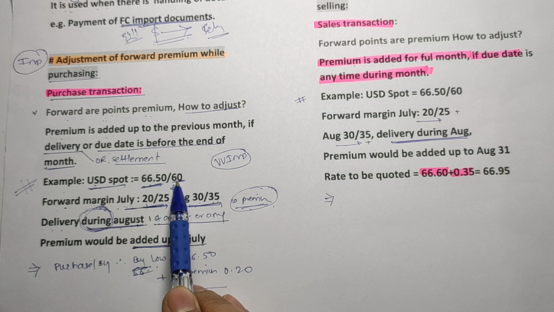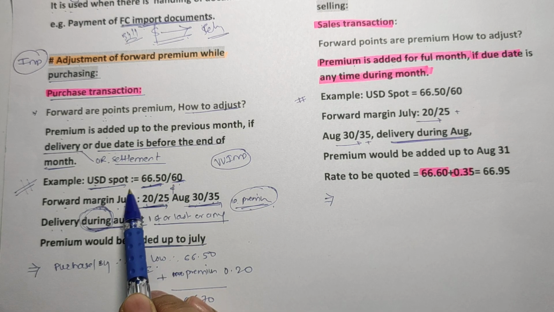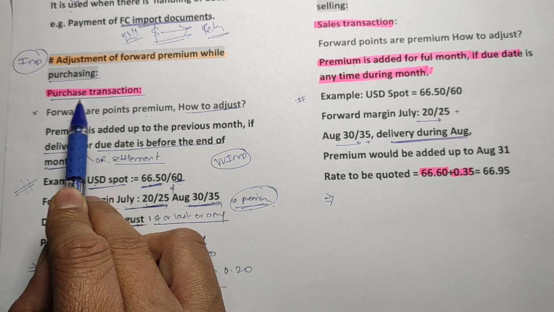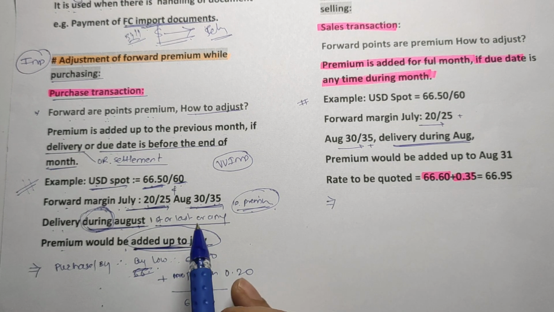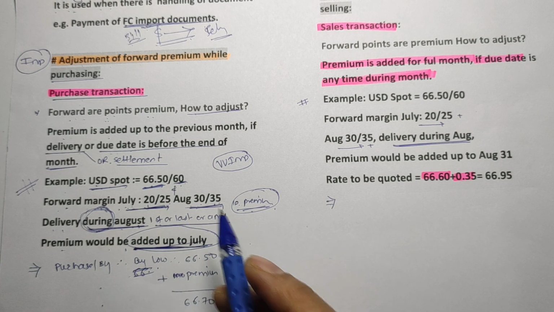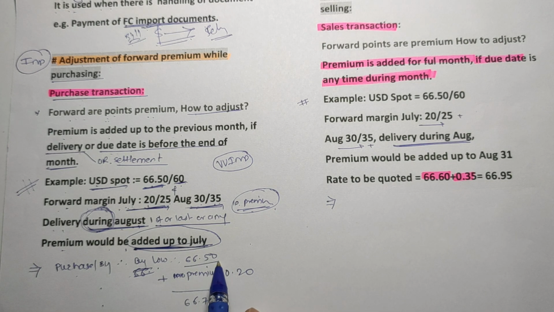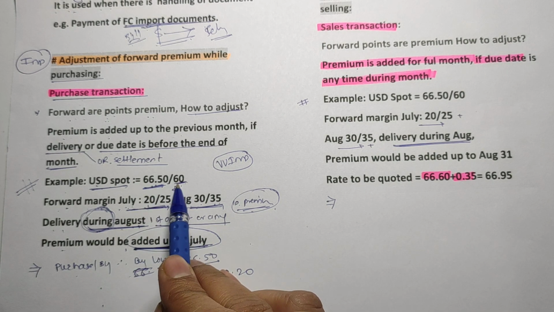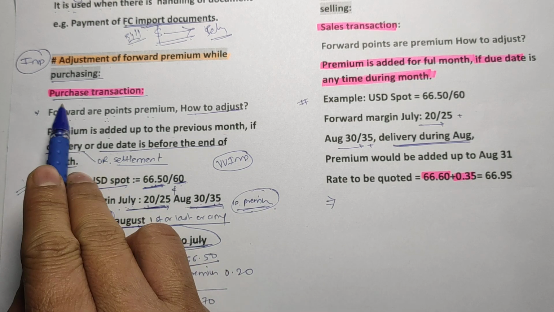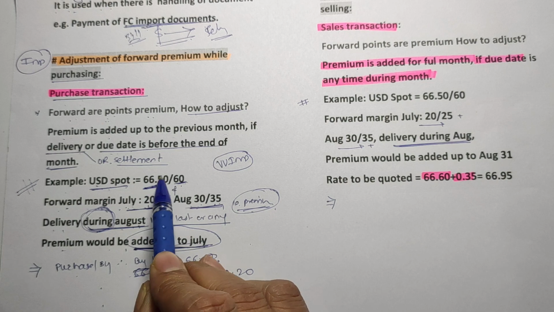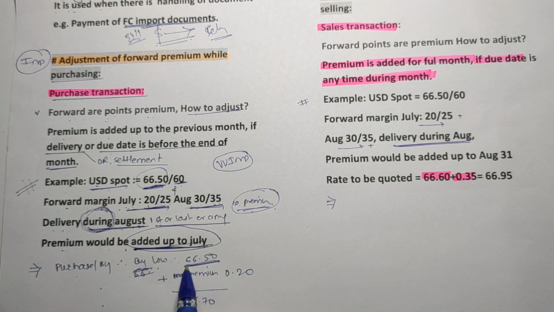And in case of a direct trade, our principle is very simple: buy low and sell high. And this is the purchase transaction, that is the buying transaction, so definitely we should buy low. So definitely premium should be added up to the previous month only, that is up to July we have to add, right? See friends, they have given the rate as 66.50 and 66.60, so our principle, when there is a direct rate, is buy low. It is a purchase transaction, so buy low, so we will choose this value. So we have chosen 66.50.